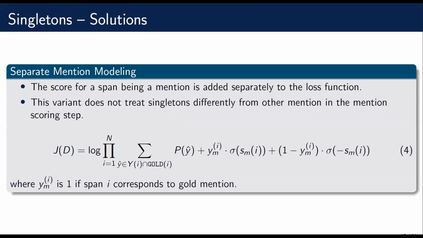And in the loss function, we switch with this parameter: if the mention is annotated as a mention in the data, then we compute the positive probability, and if it's not, we discount the score.